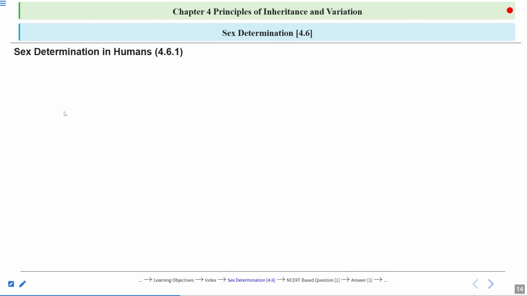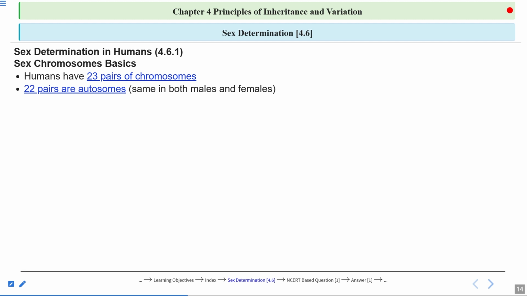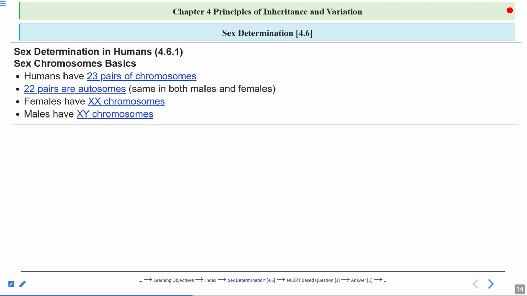Now let's talk about the sex determination system in humans in detail. What are the sex chromosomal basics here? Humans have 23 pairs of chromosomes, meaning they have 46 chromosomes. 22 pairs are autosomes, and the number of autosomes is the same in both males and females. So both males and females have 22 pairs of autosomes. Females have a pair of X chromosomes, so they have X and X. Males have X and Y chromosomes.